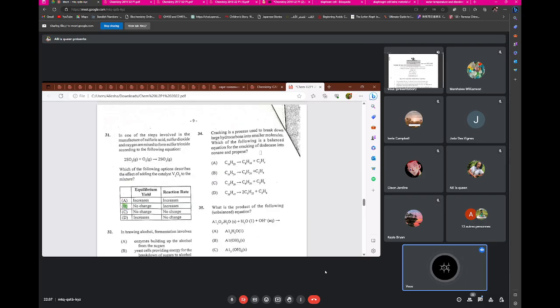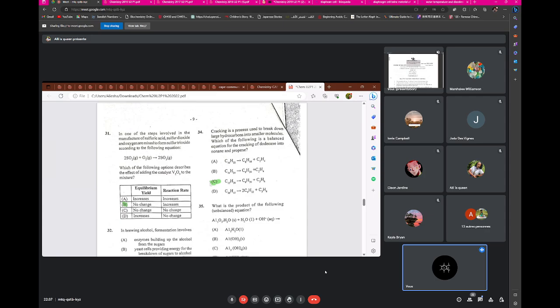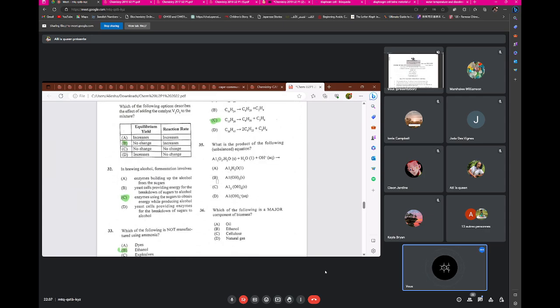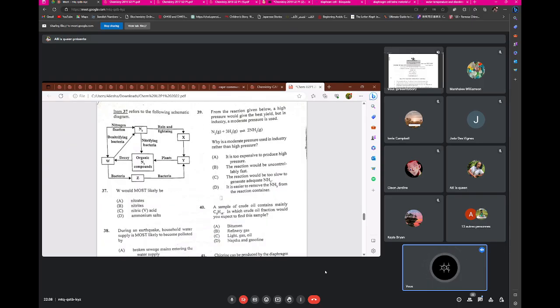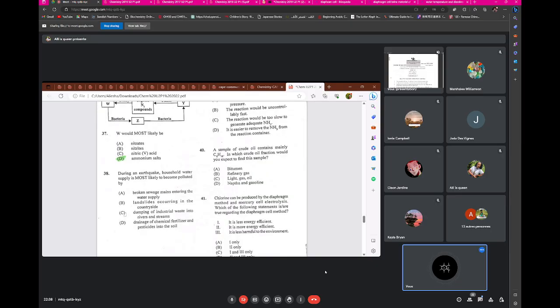So cracking here of the, is it dodecane? Alright, into nonane and propene. So we should see nonane and propene giving us back our dodecane. So the only one here is dodecane, C. So that's an easy answer. 35 would be B. 36, which of the following is a major component of biomass? Cellulose. Alright, this doesn't seem too bad. We know ammonium salts right here. It's a fair amount of new questions, but repeats are starting to come back.